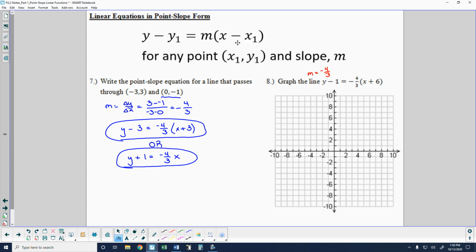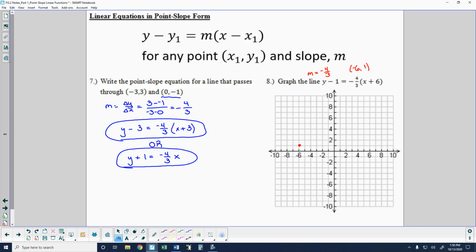Notice that this was x minus x1. But what we see here in parentheses is x plus 6. So in order to have x plus 6, x1 had to be -6. So this point would start with -6. And then the y value comes from y minus the y value, so y minus 1. So if we want to graph this, we can graph our point, -6, 1.